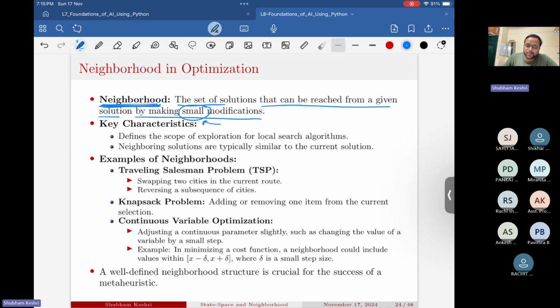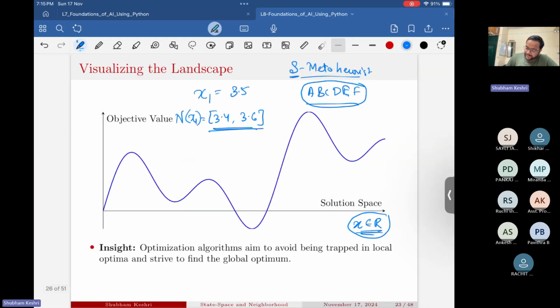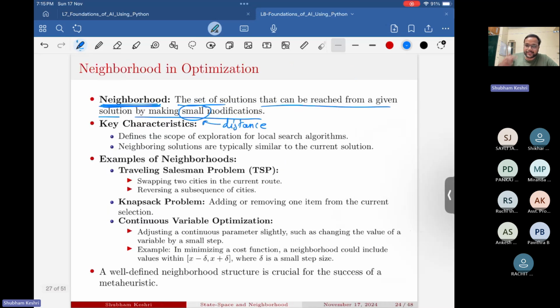And there are ways to measure how small the modification is. That is known as distance. We will not talk about that here. But in this real valued function, you have the distance. You see over here, you can say 0.1 is the distance between 3.4 and 3.5. But when we have other representations like binary representation, permutation representation, we will not go into the concept of distance over there. But nevertheless, there should be a small modification.